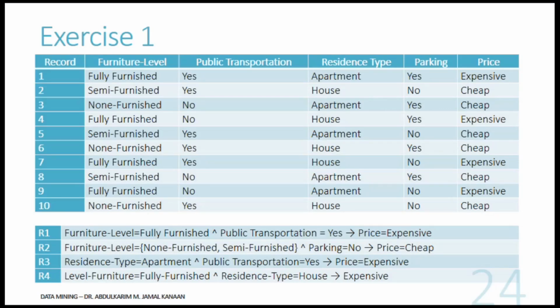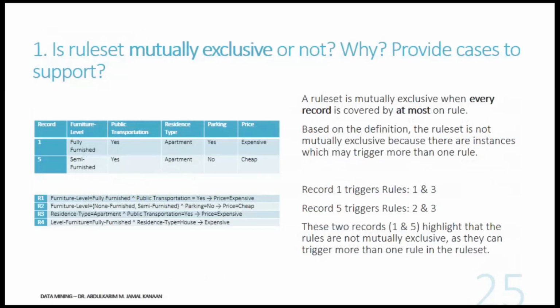This is an exercise showing you how we can calculate accuracy and coverage and how we can check whether this rule set is mutually exclusive, exhaustive, or not. So assuming we have this data set, 10 records only, and these are our rule set. We have R1, R2, R3, R4. So the rules have already been given to you along with the data set. Now the question is as follows. Is the rule set mutually exclusive or not? Why? Provide cases to support.